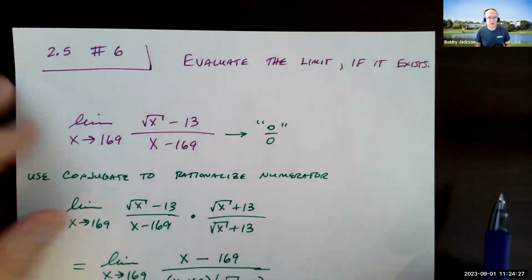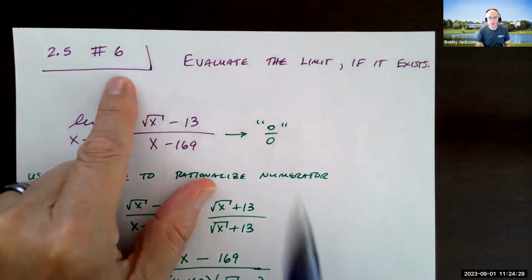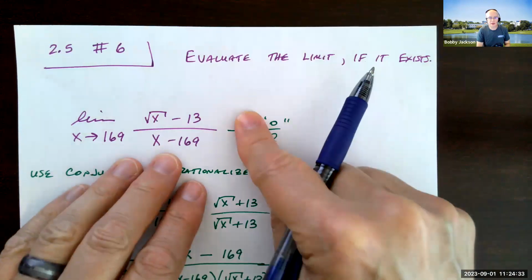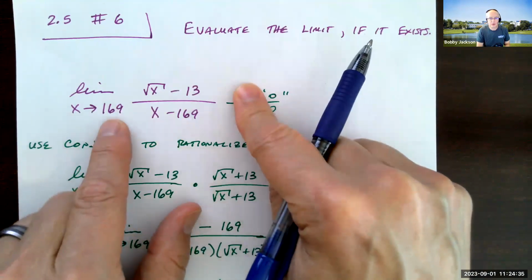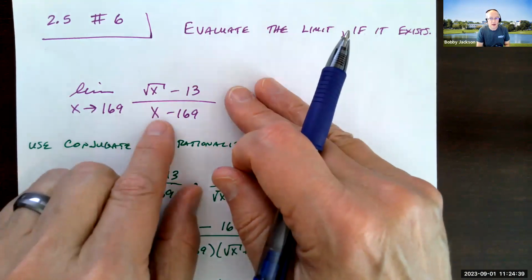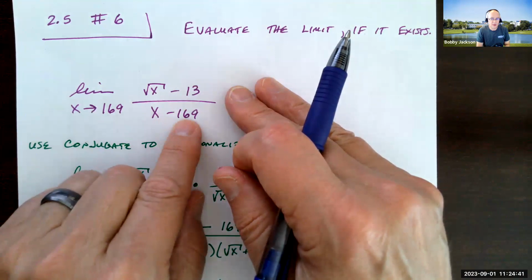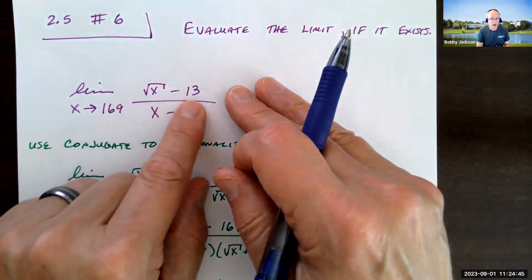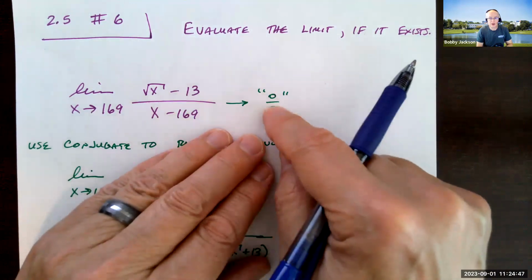We're going to look at number 6 in section 2.5. Going to evaluate the limit if it exists, and this is the limit that we're given. If I plug in directly to see if it's continuous, obviously it's not, because 169 minus 169 is 0, and the square root of 169 is 13, and so up top I get 0. So this is an indeterminate form.